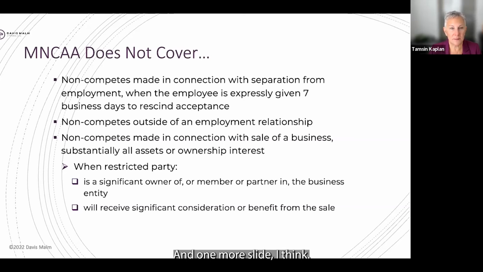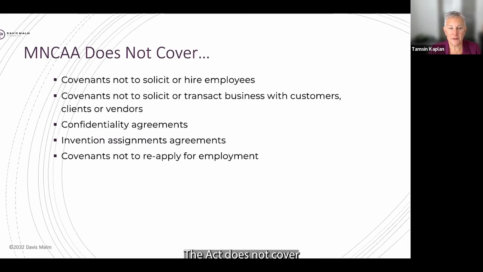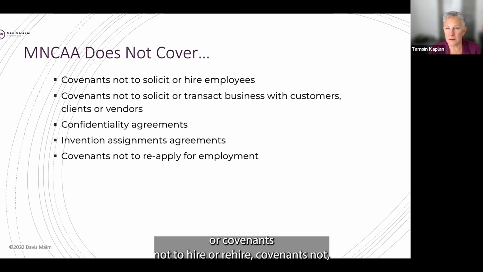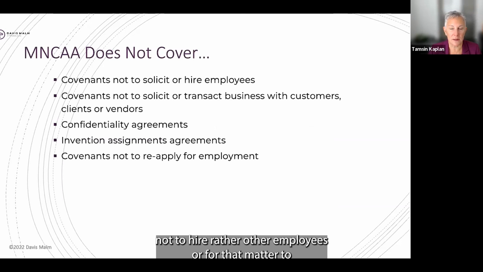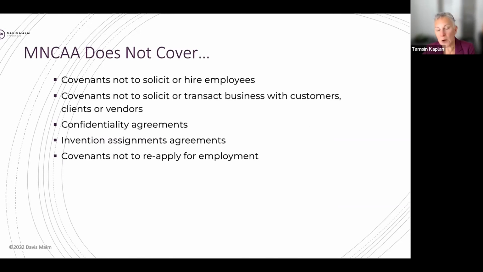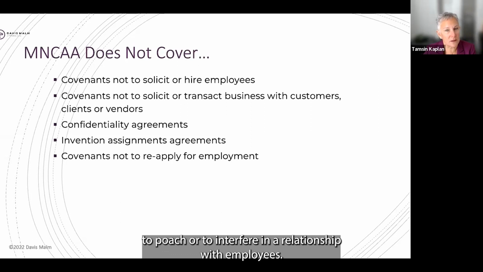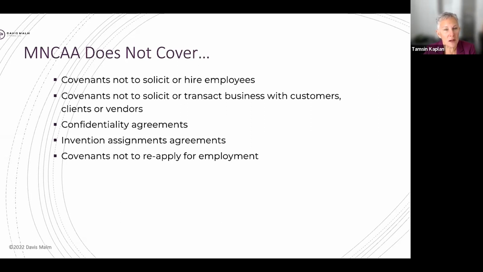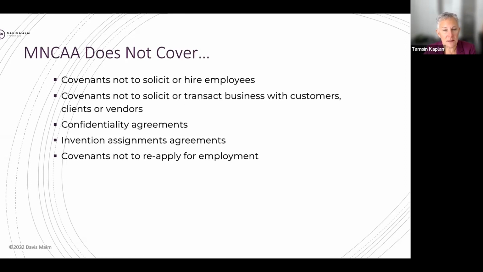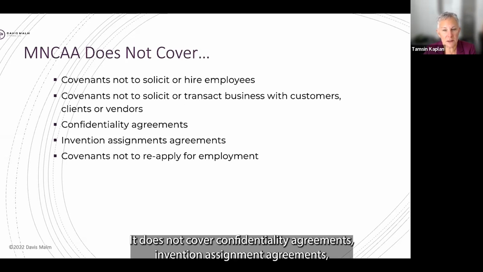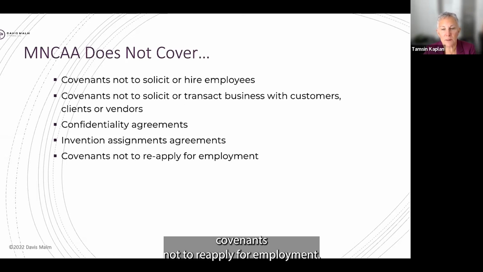And one more slide, I think. The Act does not cover other restrictive covenants such as non-solicitations or covenants not to hire or rehire other employees, or for that matter to poach or to interfere in a relationship with employees. It does not apply to covenants not to solicit or transact business with customers, clients, or vendors, or interfere with those relationships. Does not cover confidentiality agreements, invention assignment agreements, covenants not to reapply for employment.